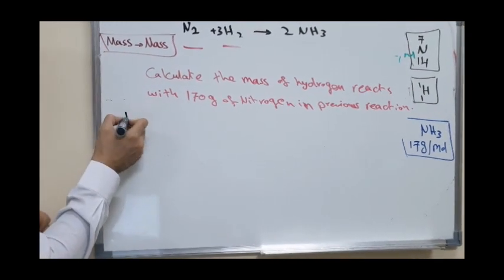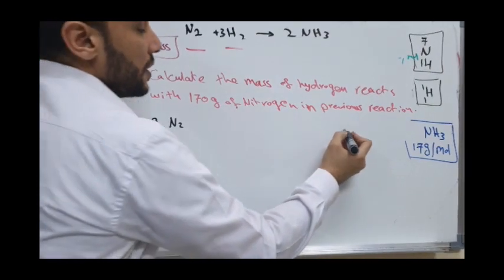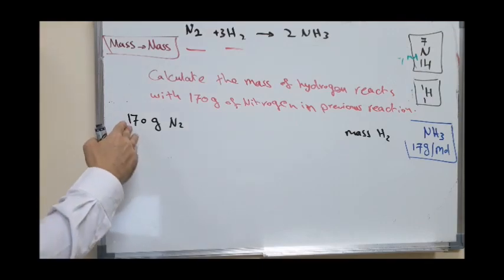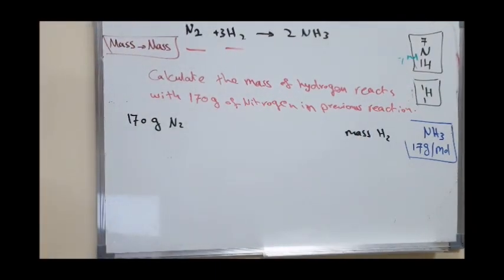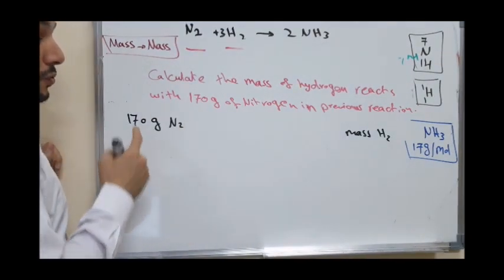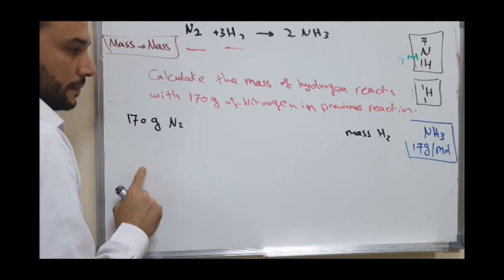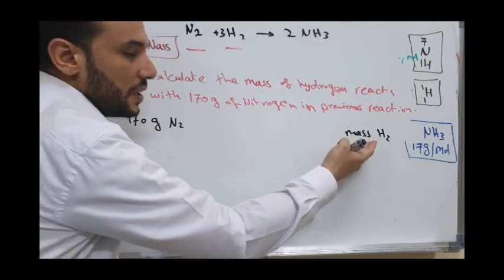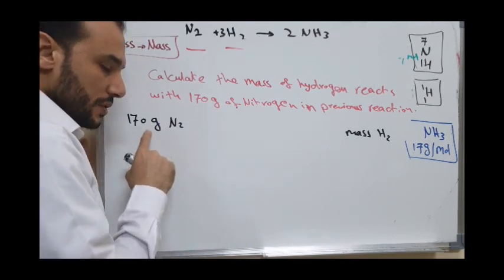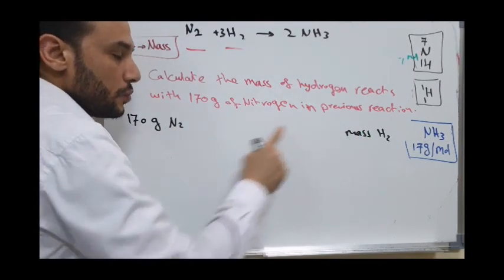So we have 170 grams of nitrogen and we want to calculate the mass of hydrogen. We can't convert directly from mass to mass, but we used to say that if we have mass, we can convert it to moles. So we convert grams, the mass of nitrogen, to moles of nitrogen, and on the other hand, if we want mass, we can calculate it using the number of moles. So we can get the mass of hydrogen using the moles of hydrogen.